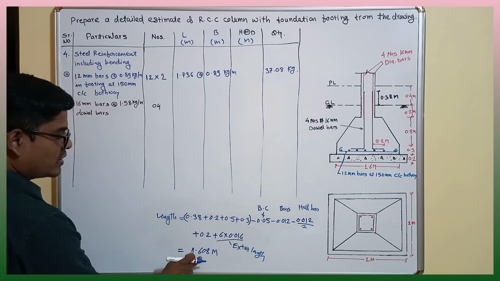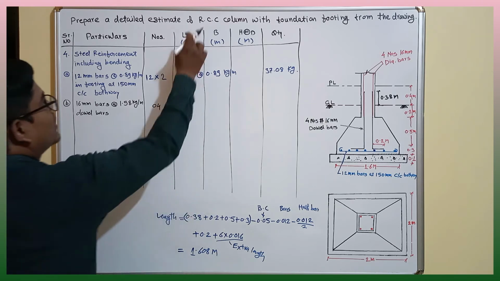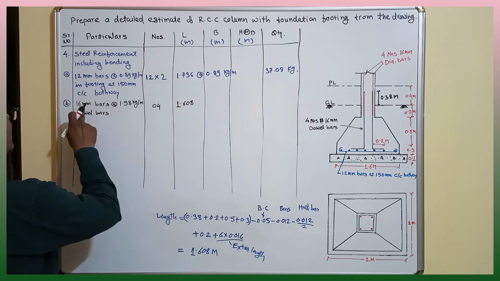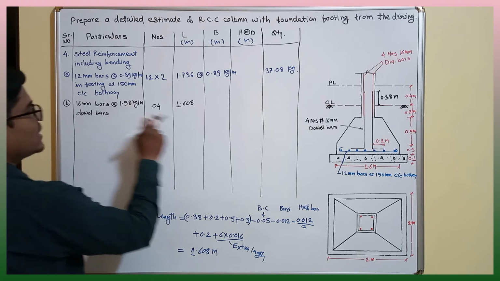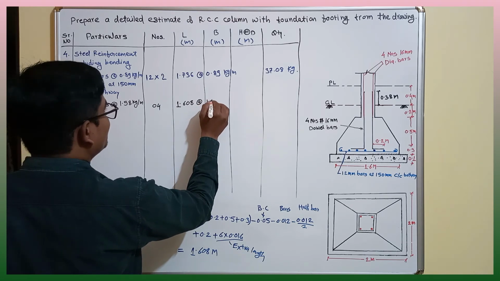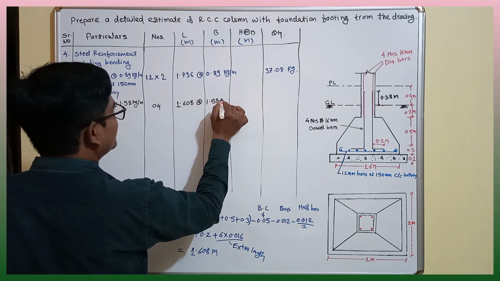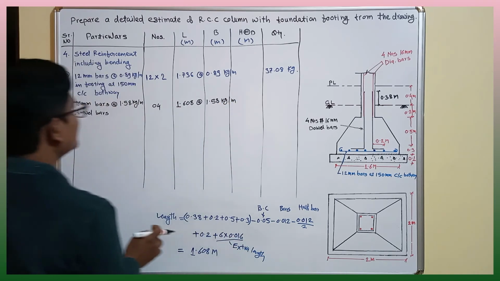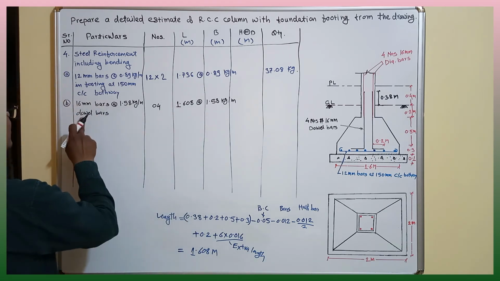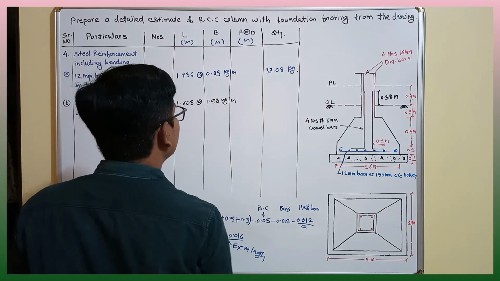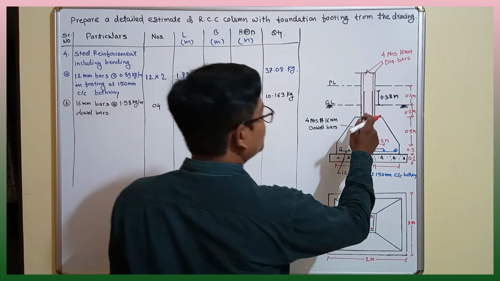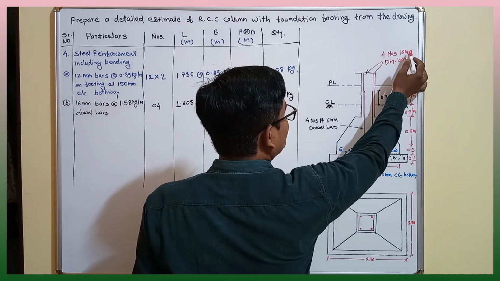So this comes to 1.608 meter. So I will write in the length column 1.608 meter. 16 mm bar, per meter weight is how much? 1.58. So I will write here at weight 1.58 kg per meter. So after multiplying this, we will get total weight of dowel bar. So it will be 10.163 kg.